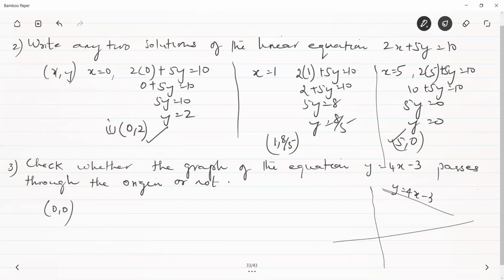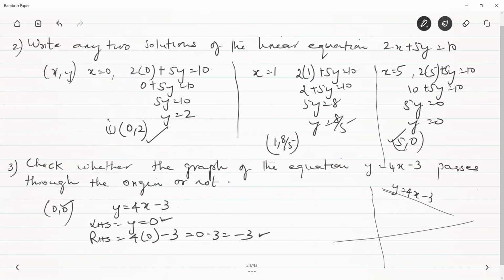Should be 0, 0. Now if you substitute the value of x and y as 0, your LHS should be equal to RHS. What is LHS here? LHS is y. So y is nothing but you can take this value and put 0. Now try with RHS. What is RHS? 4 into 0 minus 3 will give you minus 3. Here LHS is not equal to RHS. Here it is minus 3 and here it is 0.